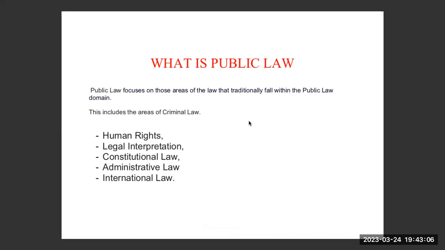And public law focuses on the areas of law that traditionally fall within the public domain, which is the one that I just mentioned, as well as criminal law. So it is the one that deals with crime between individuals and the state. We know that when it comes to public law, it is the state that prosecutes. So it's between the state and the public. So when you commit crimes against the state, when you steal, when you murder, it's the state that prosecutes. And all those areas of law fall under public law.